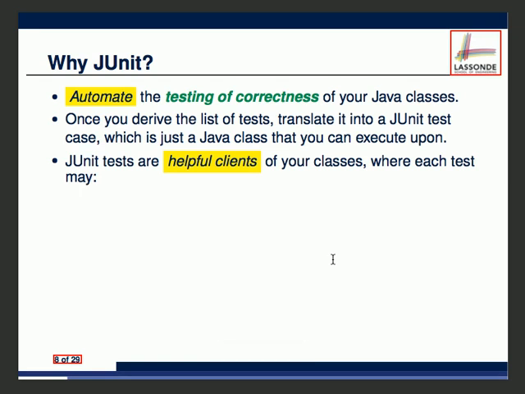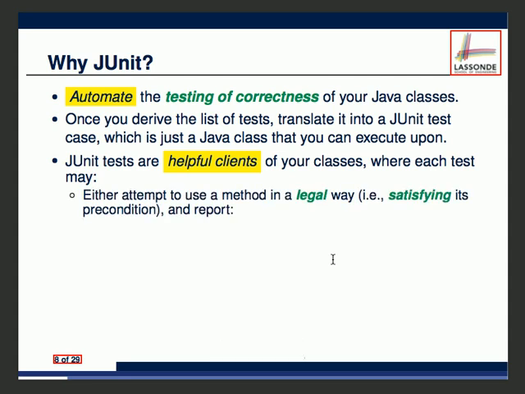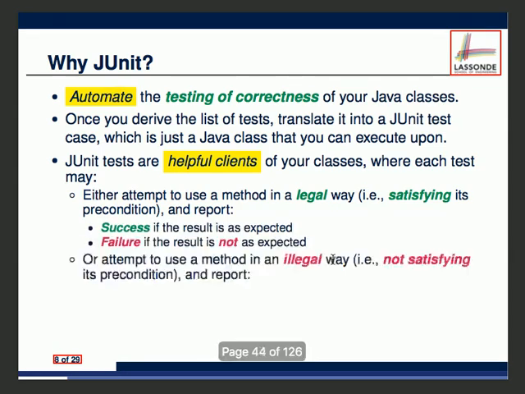Now let me go through again what JUnit does. JUnit is simply a normal class which tries to use your software in 2 different ways. Either it uses your software in a legal way, which means, for example, I try to increment the value of the counter from 1 to 2. After the increment, I would expect the counter value to become 2. So I have some expected outcome, and I want to see the actual outcome to see if they match. If they match, it's a success. Otherwise, it's a failure.